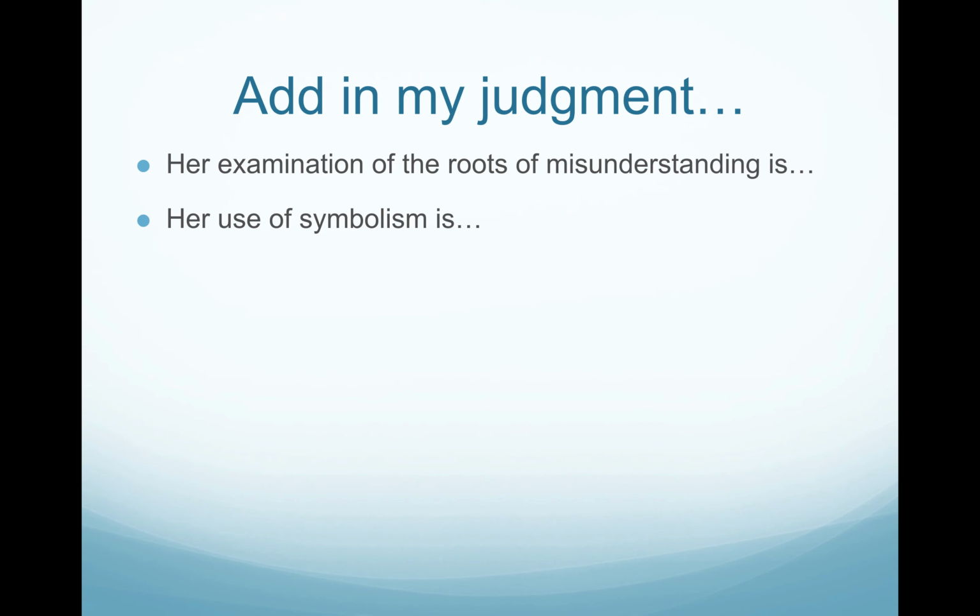And then I might need to add in a little bit of judgment. So I've identified 2 ways that she supports and develops her argument. One is her examination of the roots of misunderstanding. So maybe I think that she does a good job of examining that, how misunderstanding occurs and how it's perpetuated. So I might say that that's done successfully. But maybe I say that her use of symbolism is not as successful as it could be because she misses some opportunities, or it's heavy-handed, or something along those lines.